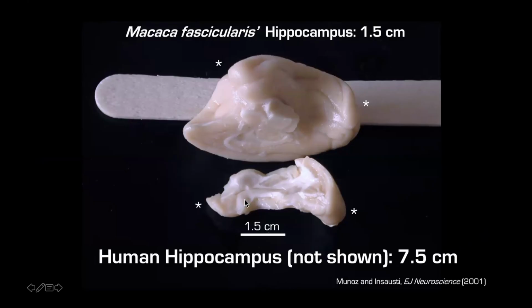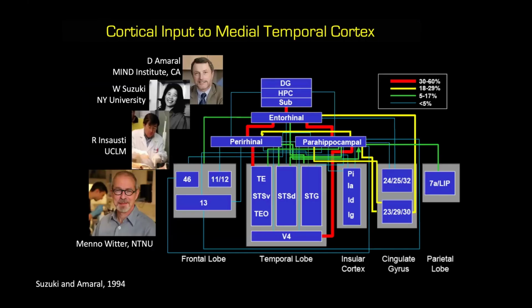You can see here the dissection of the macaque fascicularis hippocampus. Again, one of those beautiful pictures taken by Ricardo, after a dissection of the hippocampus. It's interesting to look at this very mini hippocampus. It is 1.5 centimeters compared to the 7.5 centimeters of a human hippocampus. But it allowed us to study the output connections to the cortex from the hippocampus and the entorhinal, perirhinal, and posterior parahippocampal cortex. So my PhD thesis is one of these arrows, but on the way back to cortex.